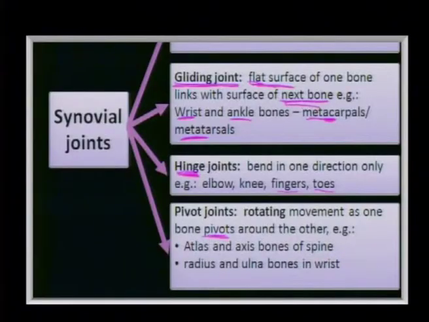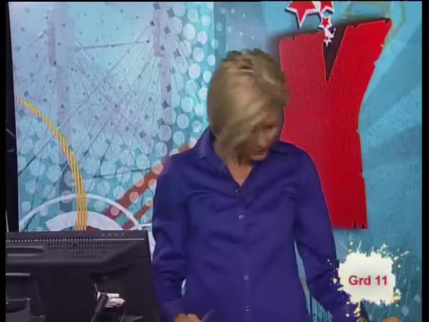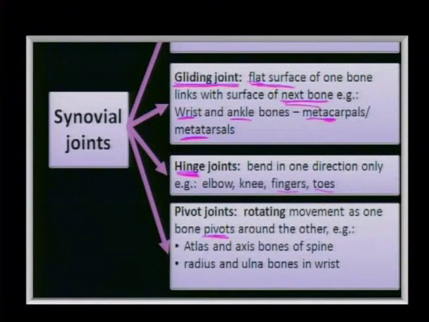And pivot there would be the atlas and the axis bones of the spine, because what can we do with our heads? Look, we are able to pivot as we turn our neck around on the atlas and the axis, and the radius and the ulna bones at the wrist. Okay, so it's the radius and the ulna specifically. Those would be your pivot joints.